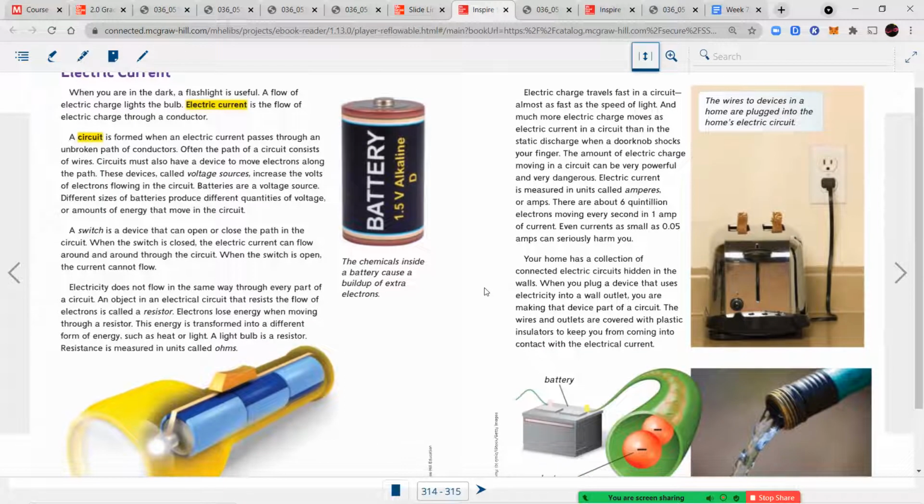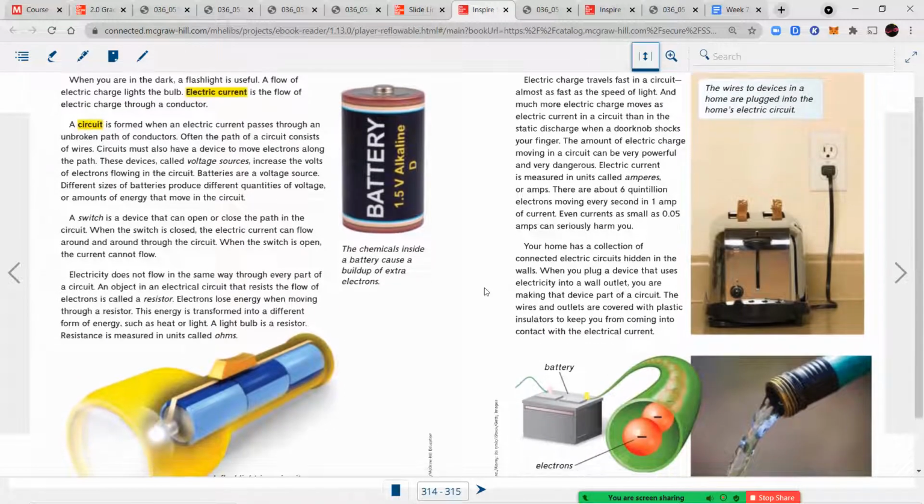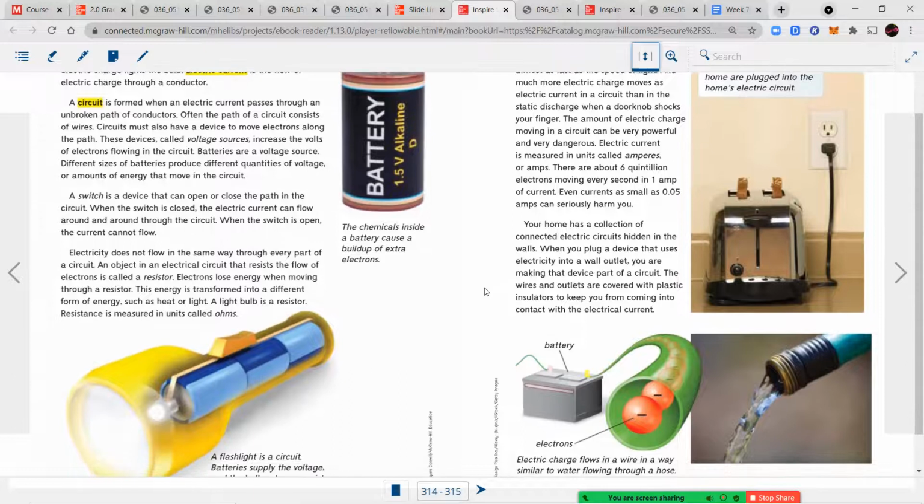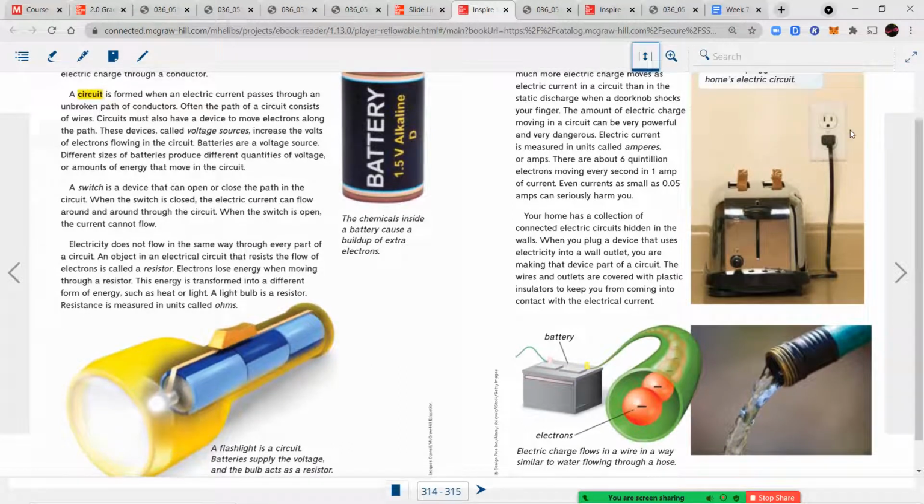Now for the picture of the toaster, it says the wires to devices in a home are plugged into the home's electrical circuit. So when you're plugging it in, you're making that device part of the circuit, so it's receiving electricity through it.